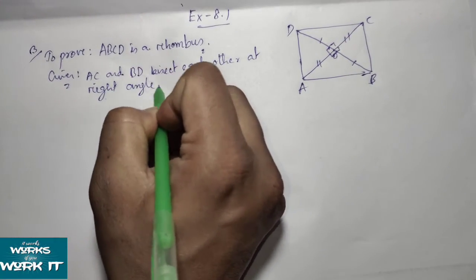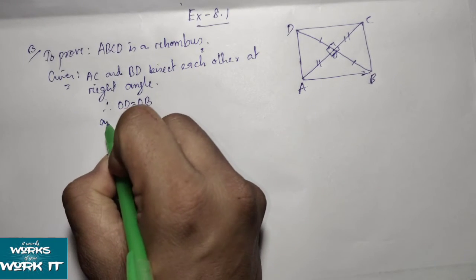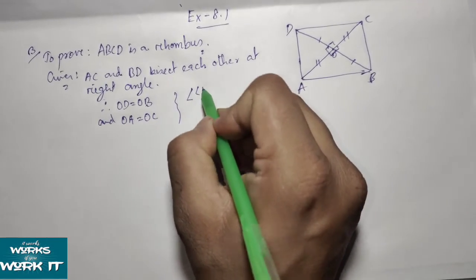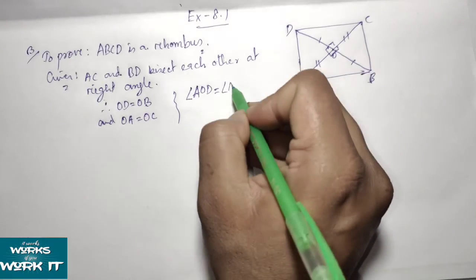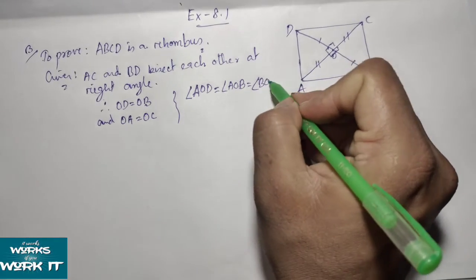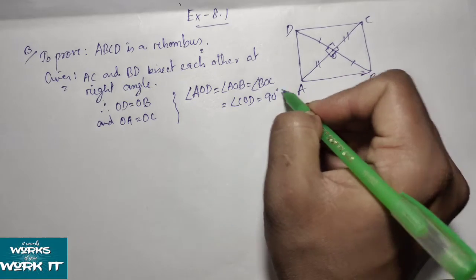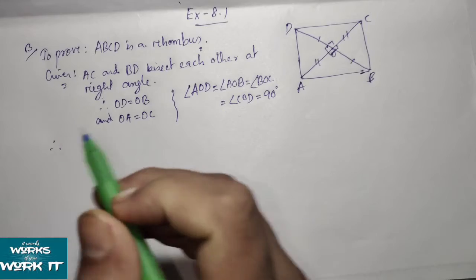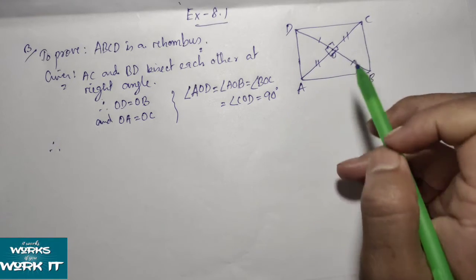right angle. Okay, so from this we can write OD is equal to OB and OA is equal to OC, and the angles AOD, AOB, BOC, and COD will all be equal, and how much will they be? They will be right angles, that means 90 degrees.